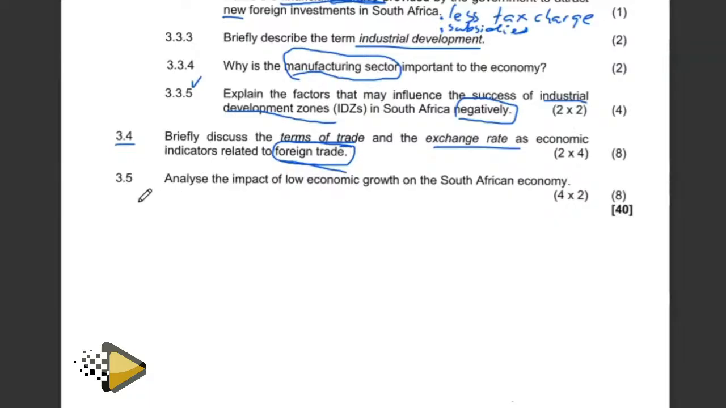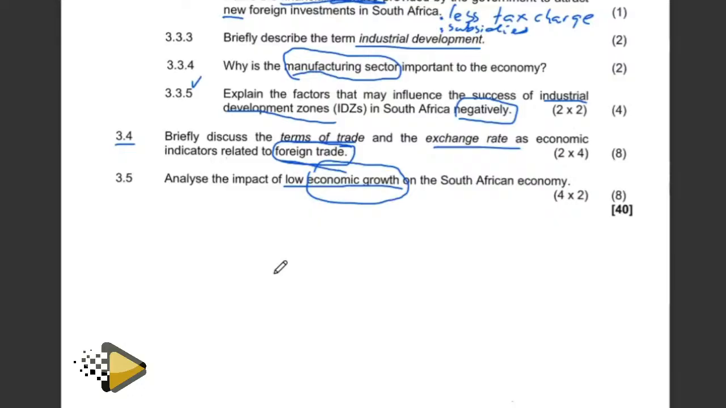Okay, right. So now let's move on to 3.5. Analyze the impact of low economic growth on the South African economy. Remember, when you talk of economic growth, we refer to improvement of production of goods and services by businesses. So if there is low economic growth, it means that processing or manufacturing of goods and services is very slow. So that means that there is going to be lesser profit attainment by businesses. So in that regard, businesses are not going to be able to expand. And the moment businesses are not able to expand, it means that there is going to be failure in terms of creation of employment opportunities.